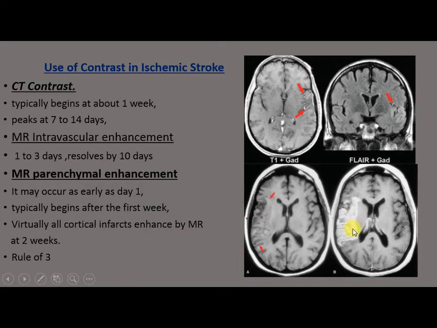This is an example of parenchymal enhancement. This is pre-contrast, this is post-contrast. At pre-contrast, you see this petechial hemorrhage. In post-contrast, there is gyral enhancement. So this is a vascular enhancement, and this one, parenchymal enhancement.